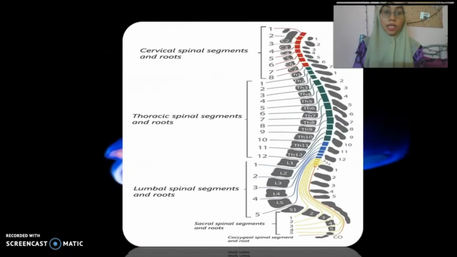So lastly, this is an example of our spine. From the cervical, we have C1 until C7, and next is thoracic, which is T1 until T12. Next is lumbar, L1 until L5, and then the sacrum. And lastly, the smallest part in our spine is the coccyx.